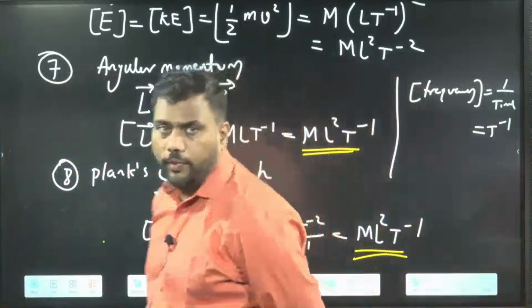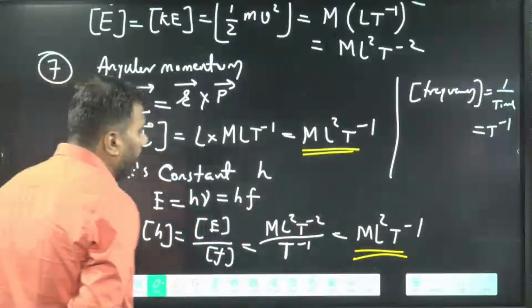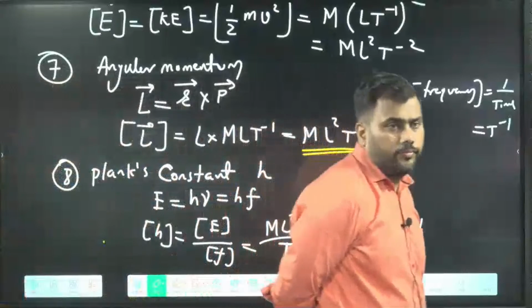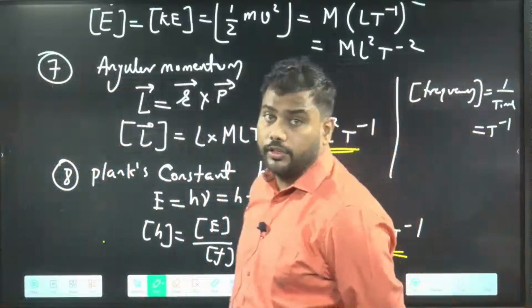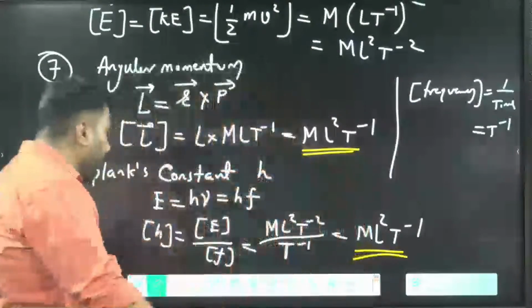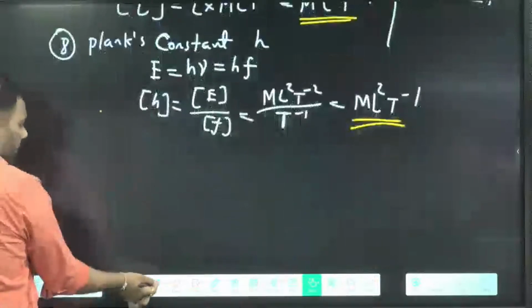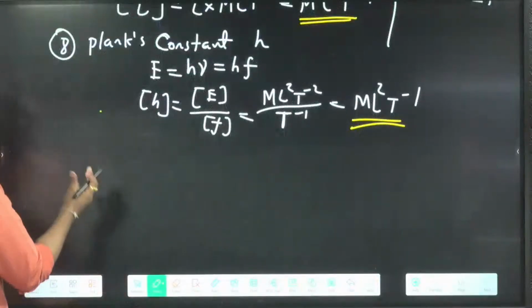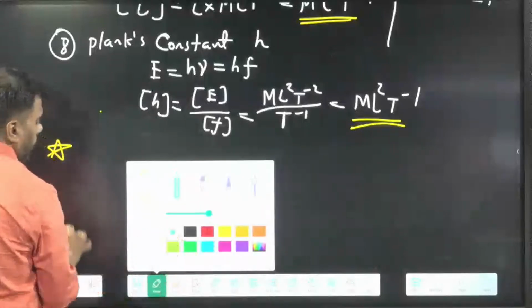Everything is clear till this point. I am calculating dimensions of different physical quantities. Okay. We will calculate some more dimensions: pressure, stress, strain. But before that, let us write some important relations. Let us write some important points. First point, what is dimensionless quantity?